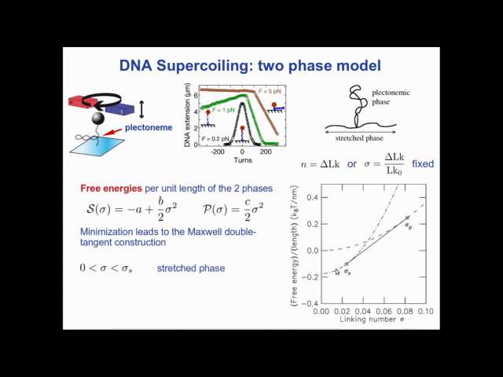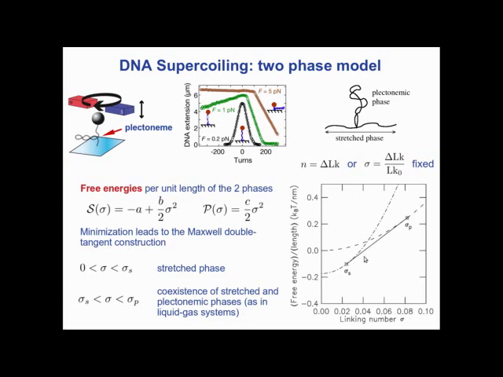Okay, so what is the meaning of this double tangent construction? If my linking number, so if the number of turns here is small, and small means it remains within this region, below the value of sigma s, then I am just in a stretch phase, and the free energy is just the s of sigma. In this region, where sigma is between sigma s and sigma p, actually I have a phase coexistence.